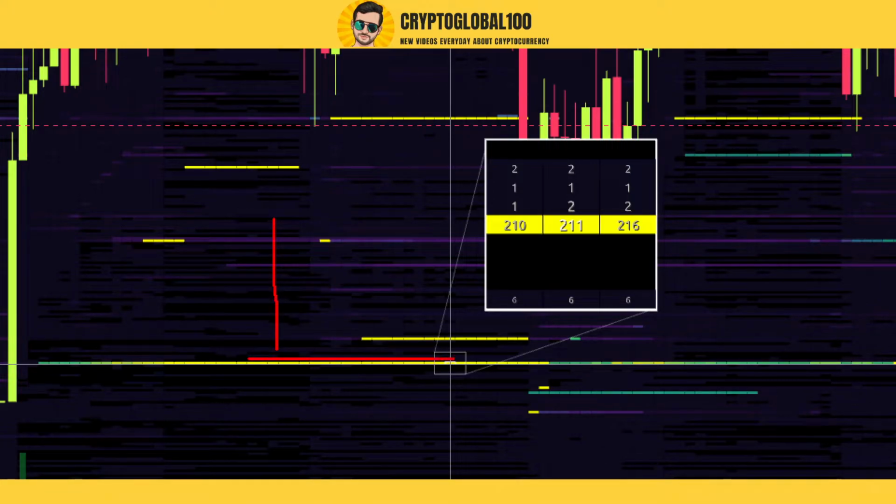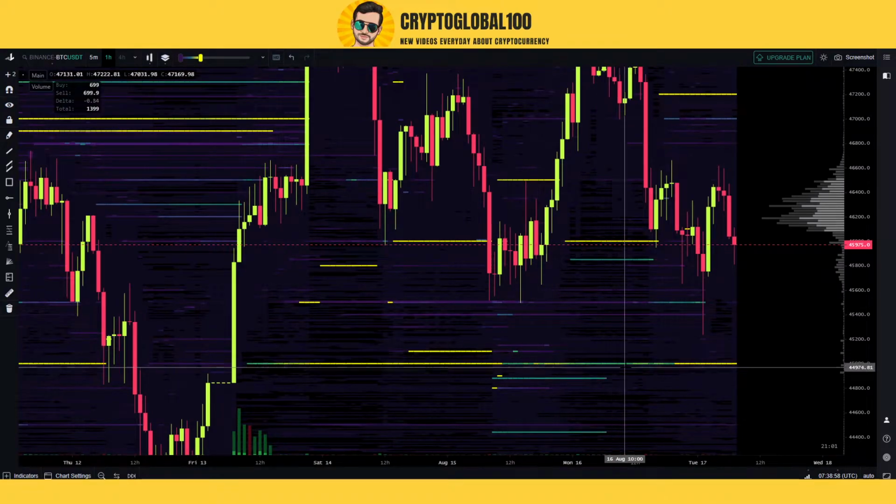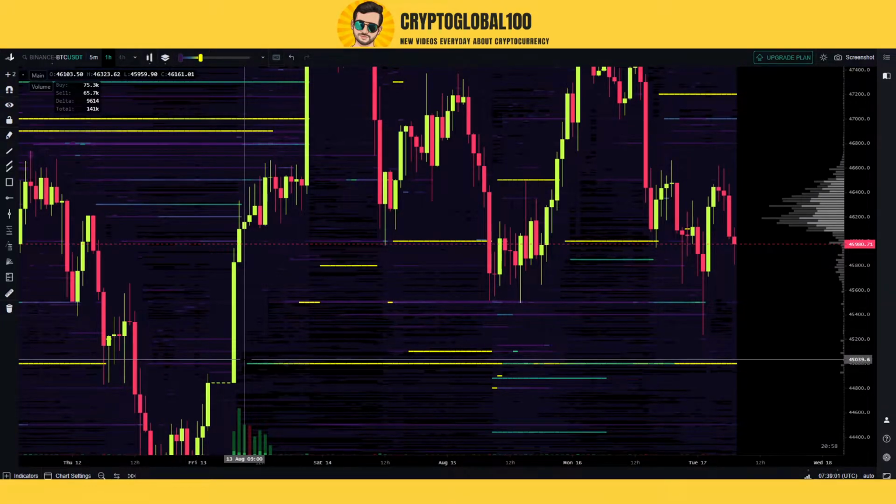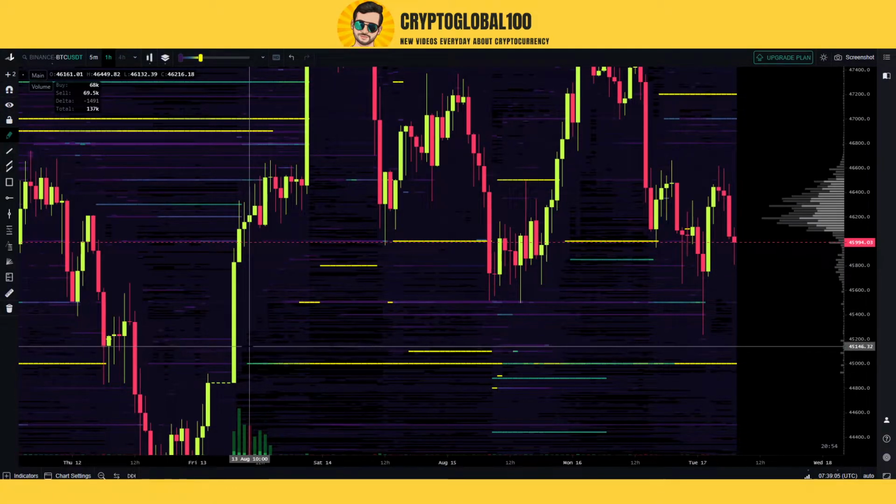It means that from this area up to this area, this is acting as a resistance. This acted as a resistance because there were a lot of buyers around this area. There were a lot of buyers around this area. So this zone, if I mark it, let me show you with the help of the pencil tool.